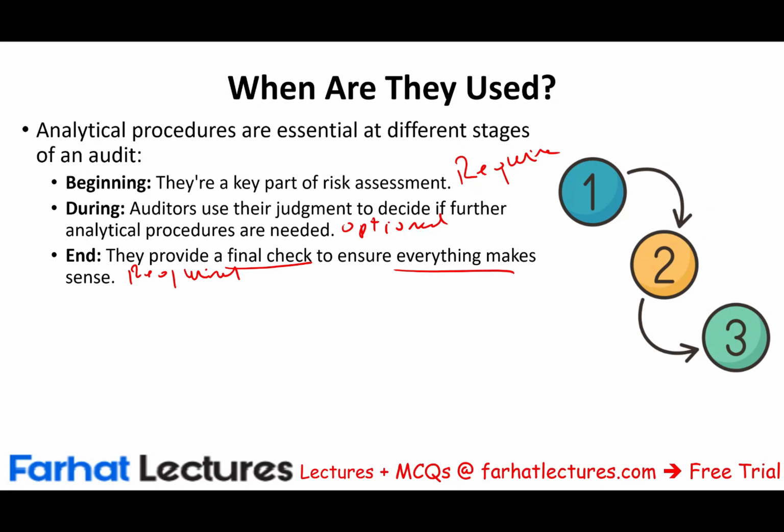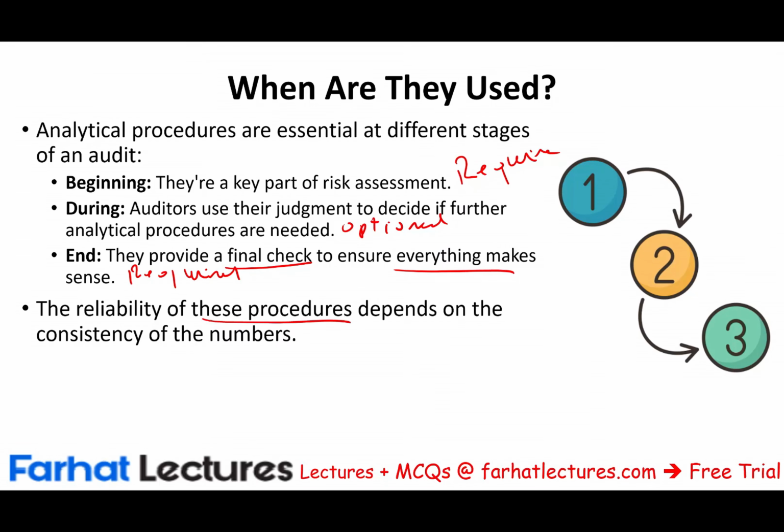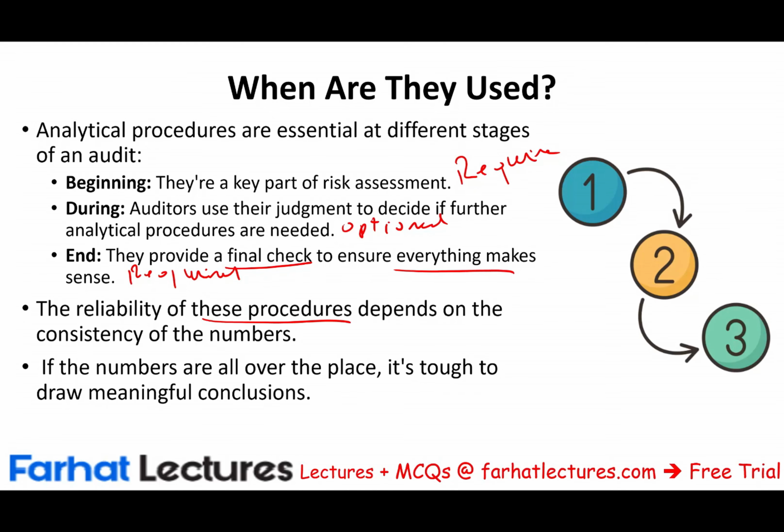the business. Remember, the reliability of these procedures, analytical procedures, depend on the consistency of the numbers. So, if the numbers are all over the place, they fluctuate, it's a seasonal business, it's tough to draw meaningful conclusion. Now, we could make certain adjustment, but it gets a little bit more challenging. For example, for cycles like property, plant and equipment, and payroll, we found out that analytical procedures are very useful. Now, keep in mind, they are useful in every single cycle. Don't get me wrong. I'm just saying they are useful in certain cycles more than others. So in this session, we're going to dive into, you guessed it, analytical procedures for inventory.